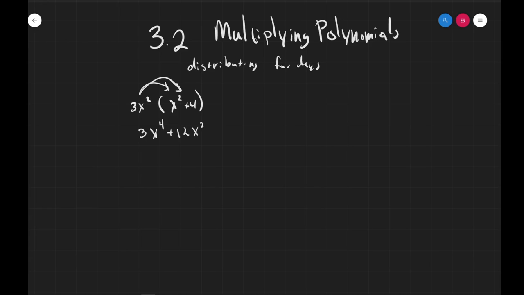So then, what we can talk about is if we have more than one thing times more than one thing.